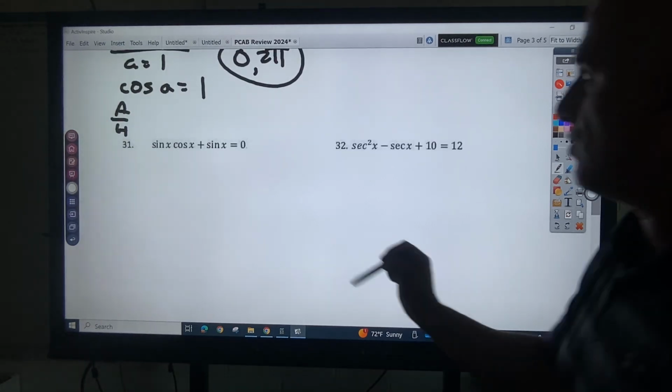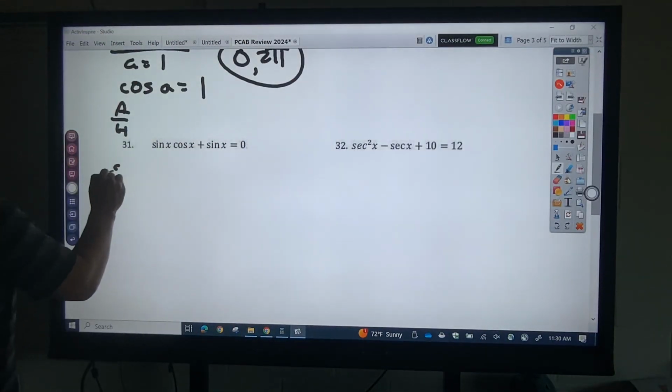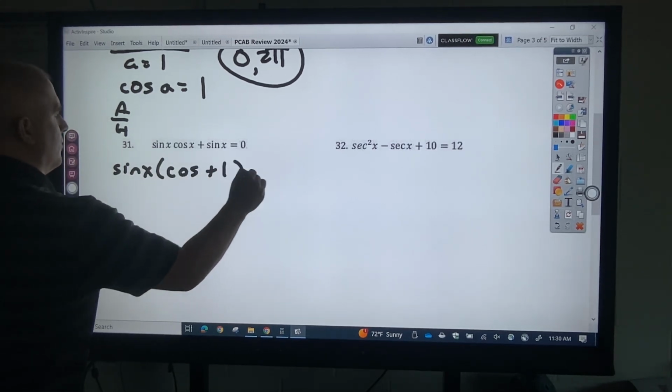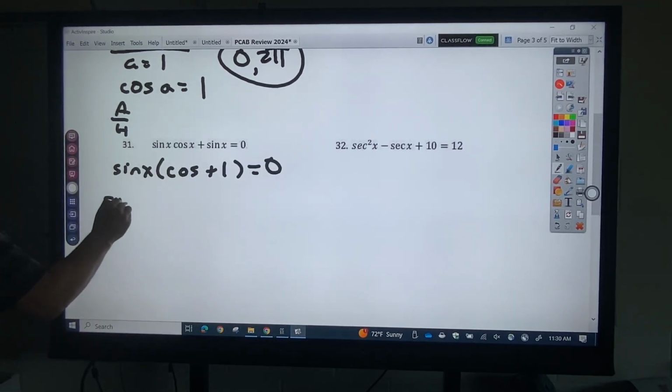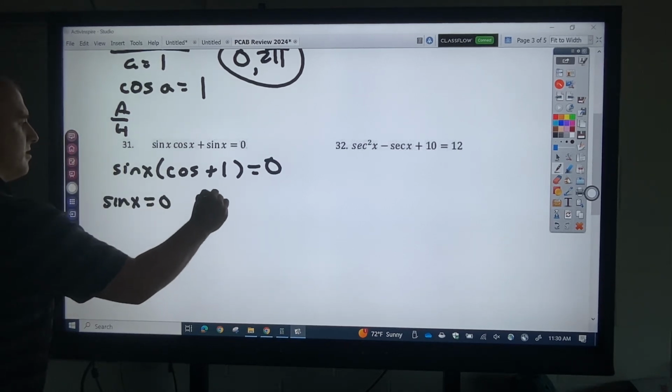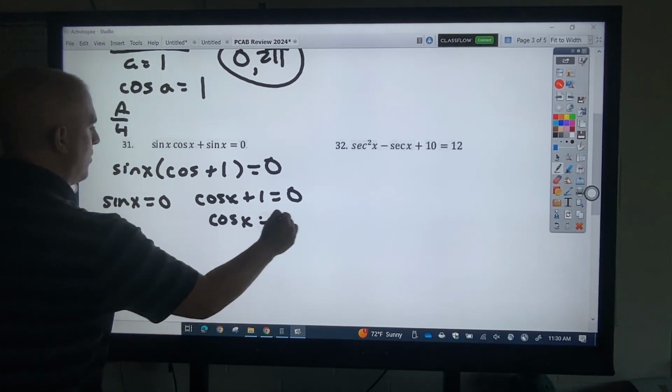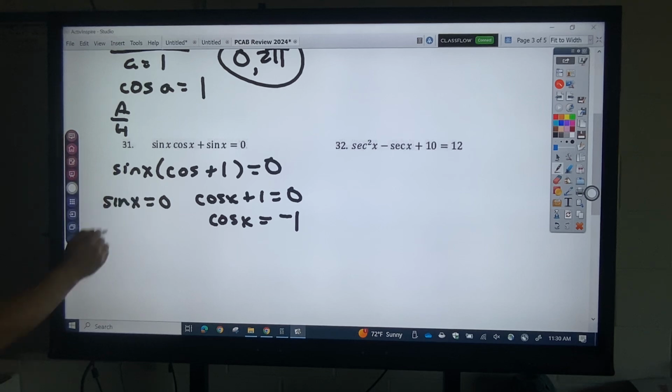Okay, this one, if I notice, I can take out sine there. So I got cosine x plus 1 equals 0. I can solve these individually. I don't need to replace a letter. So I got cosine x equaling negative 1. Sine equaling 0. That's got to be an axis point.